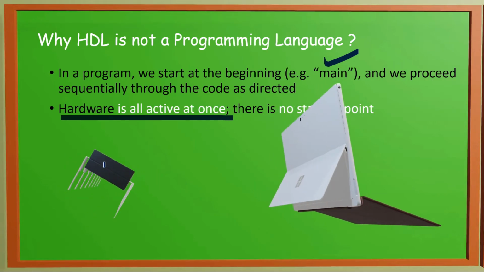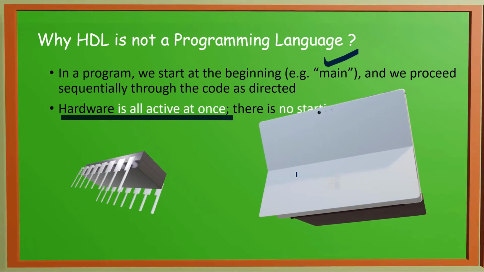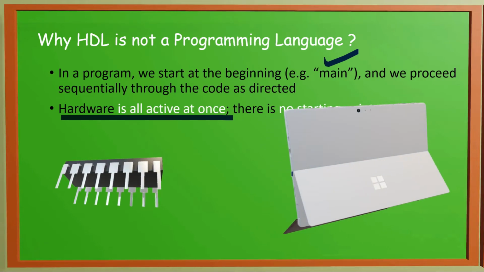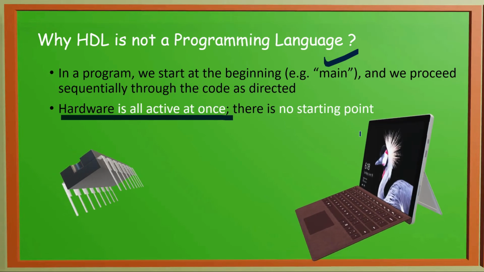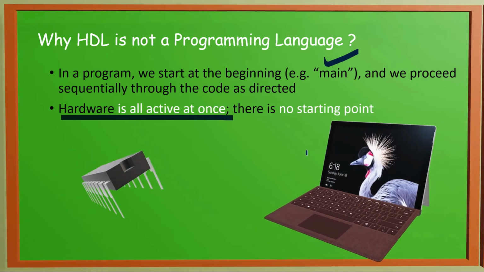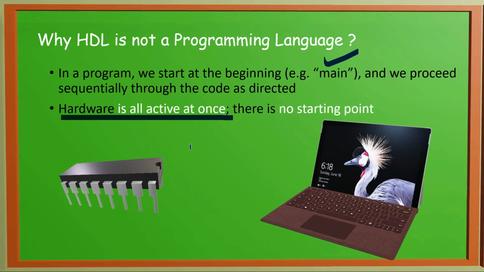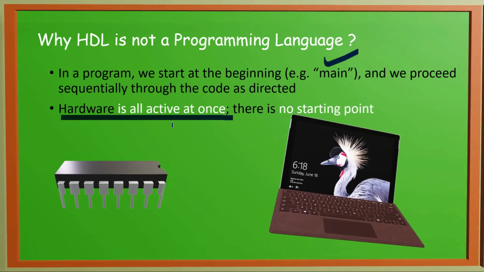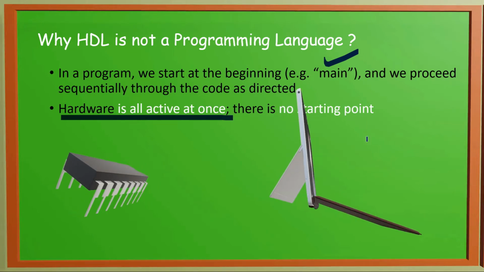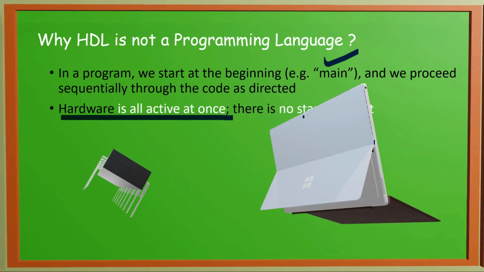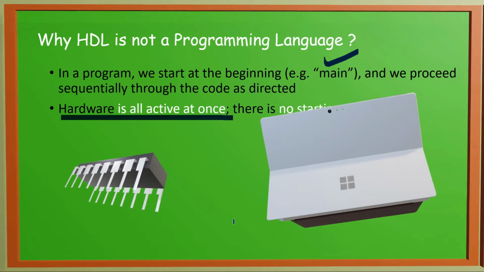I cannot say that first my one IC is active, first my RAM is active, after that ROM is getting activated, and then the CPU is working. It cannot work like that. Hardware must be active all at once, not like a software program where execution is done sequentially, line by line.